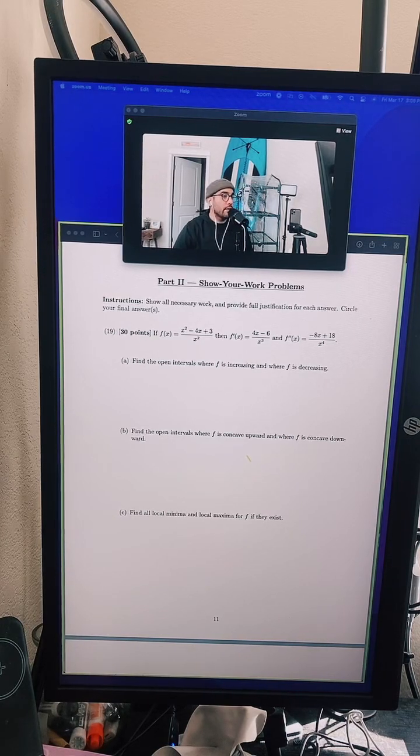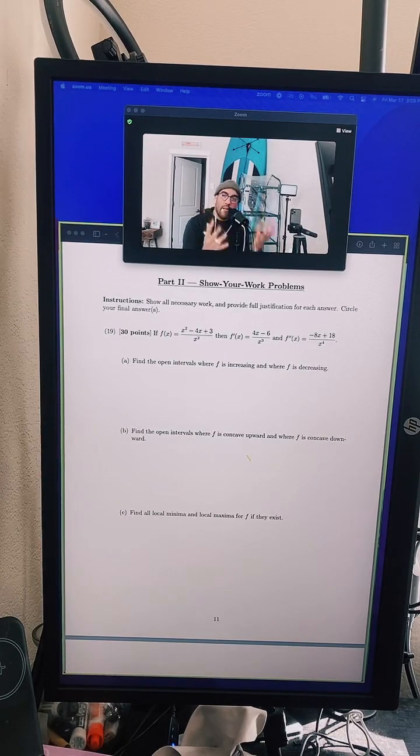Anyway, so we're going to go ahead and get started with this first problem. They give you the functions, and hopefully you can read them. This particular question is asking, find the open intervals where the function is increasing or decreasing.